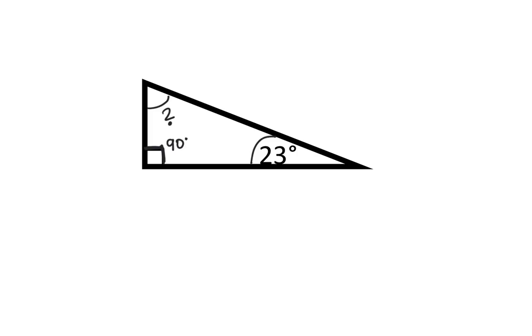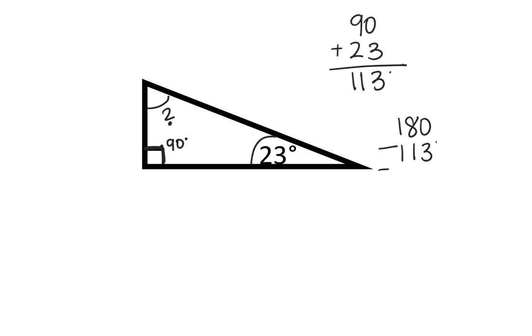So I know that if I add all three angles together, I should get 180. I know two of them, so to get the third angle, I'm going to subtract. So I'm going to add 90 plus 23, the two that I do know, and use your calculator, but it should be 113 degrees. I'm going to grab 180, and I'm going to subtract the two that I do know, which is a sum of 113. Do the subtraction in your calculator. You should be getting a total of 67 degrees. So that means this angle is 67 degrees.